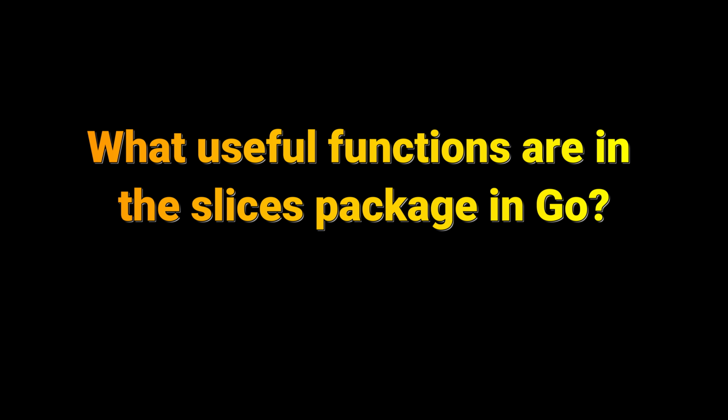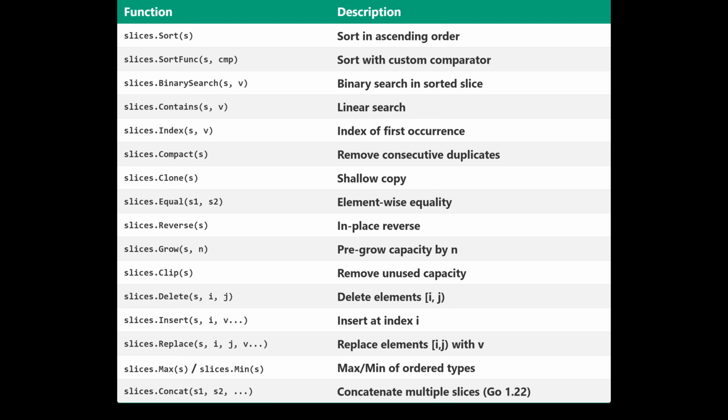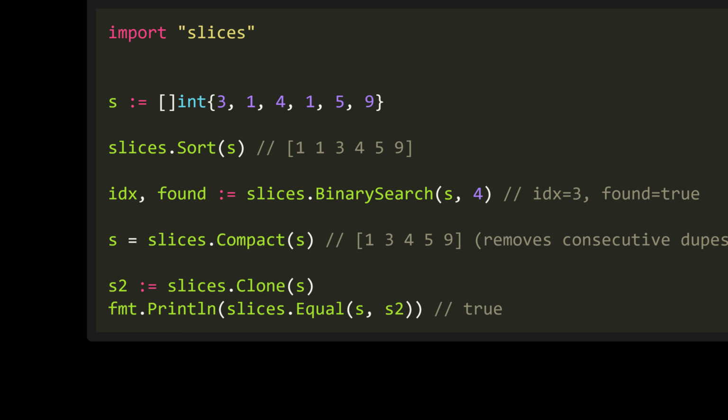Question: what useful functions are in the slices package in Go? The slices package in Go version 1.21 and later provides many helpful functions for working with slices. You can sort slices, search for values, check if a slice contains an element, find the index of an element, remove consecutive duplicates, make copies, compare slices, reverse slices, and manage capacity. You can also delete, insert, and replace elements easily. There are functions to find the maximum and minimum values, and in Go 1.22, you can concatenate multiple slices together. This package makes common slice operations much simpler.